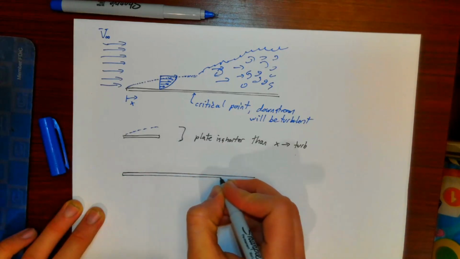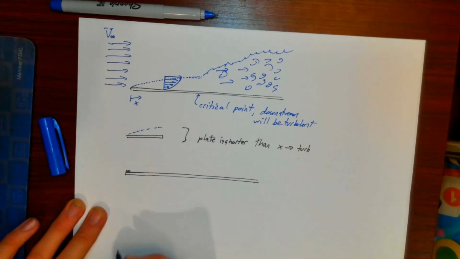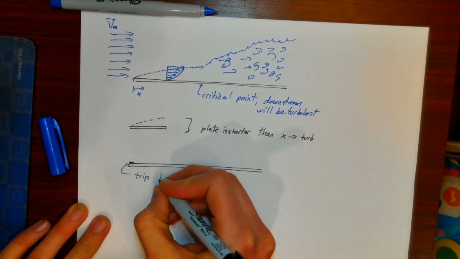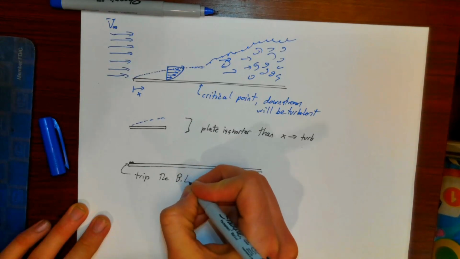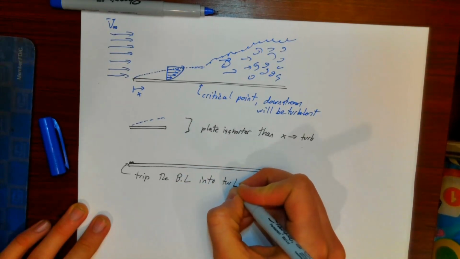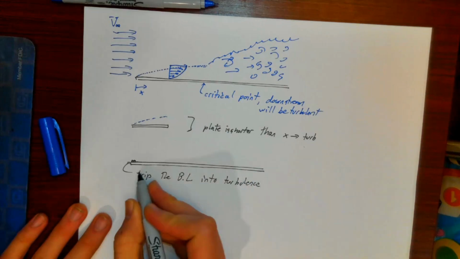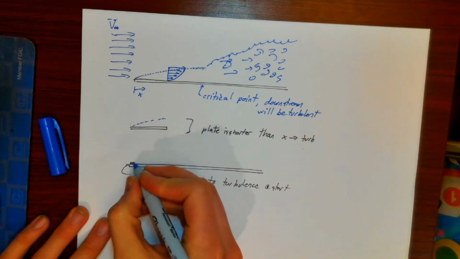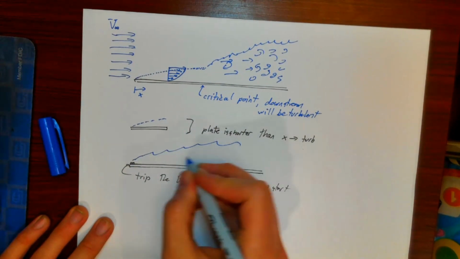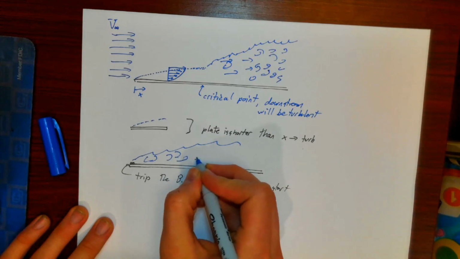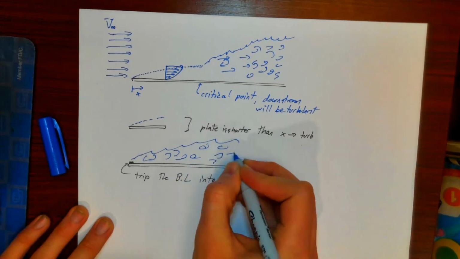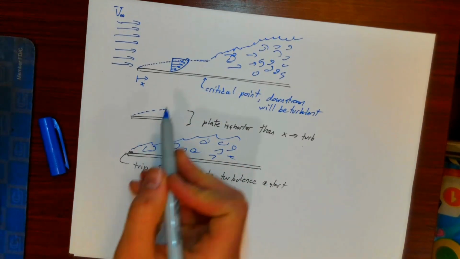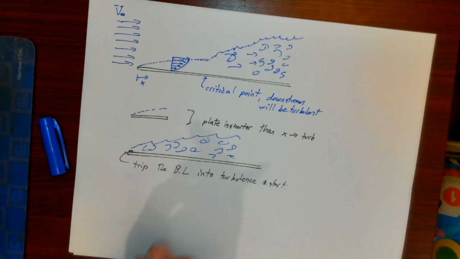It's also possible that you can have a flat plate where you put a couple of nubs at the beginning, and these nubs essentially trip the boundary layer into turbulence right at the start. So in that case, you might have a turbulent boundary layer throughout your entire plate, even if, without these turbulators, the first part or maybe even all of the plate would have been laminar.